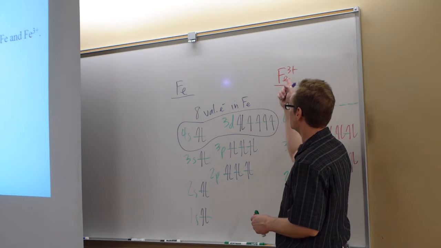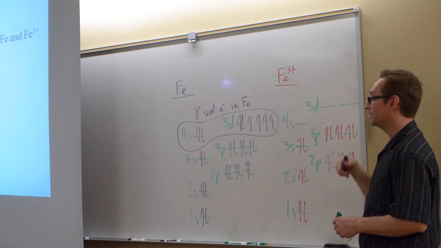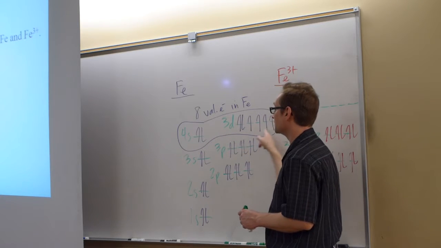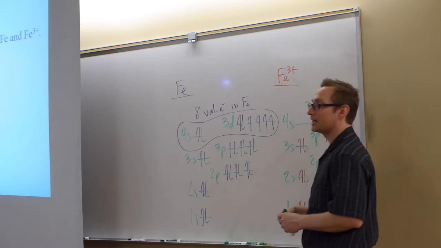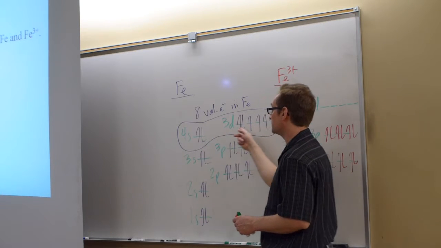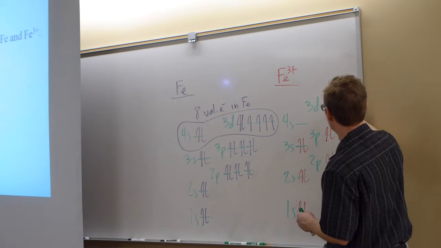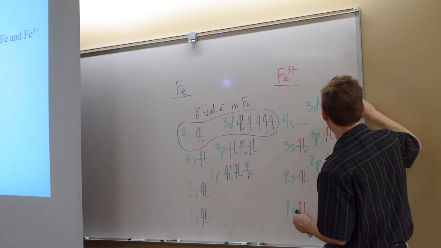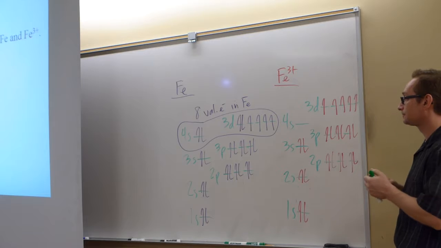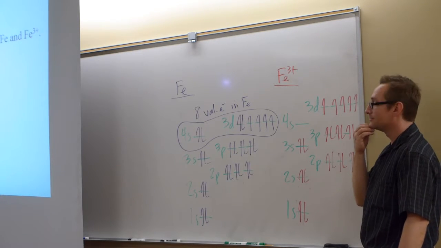So how many electrons am I going to take off of iron neutral to get to iron 3+? I'm going to take off 3. So of these 8, I have to take off 3. Where do I take the 3 off? I take them off the 4s, and I take one out of the 3d, right? And so what I end up getting is just a half-filled 3d sublevel. And that's the rule for transition metal ions.